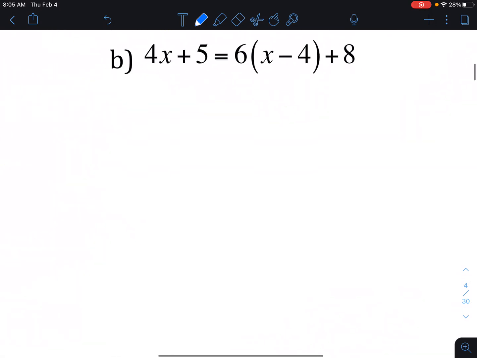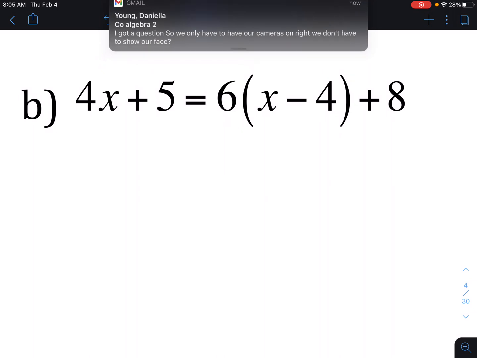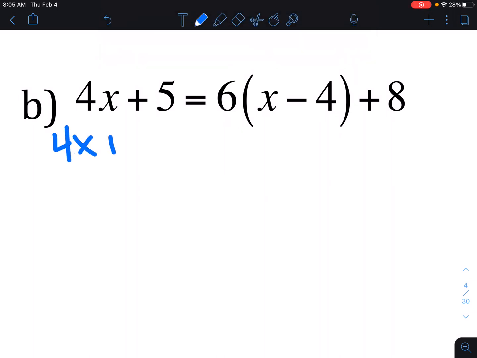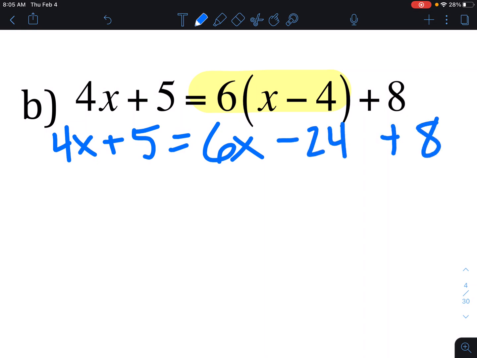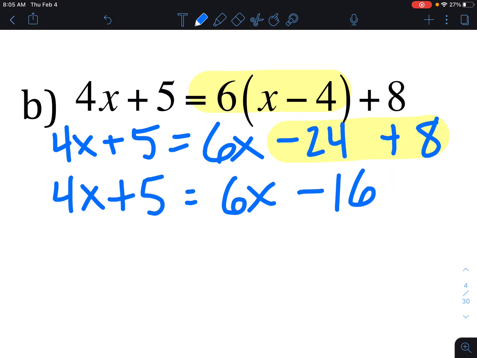All right, letter B. What would we do first here? We want to distribute the 6, get rid of parentheses. So 6 times x and 6 times negative 4 will be minus 24. Then after that, you can combine like terms on the right side. You got some like terms. No other like terms. We have variables on both sides.